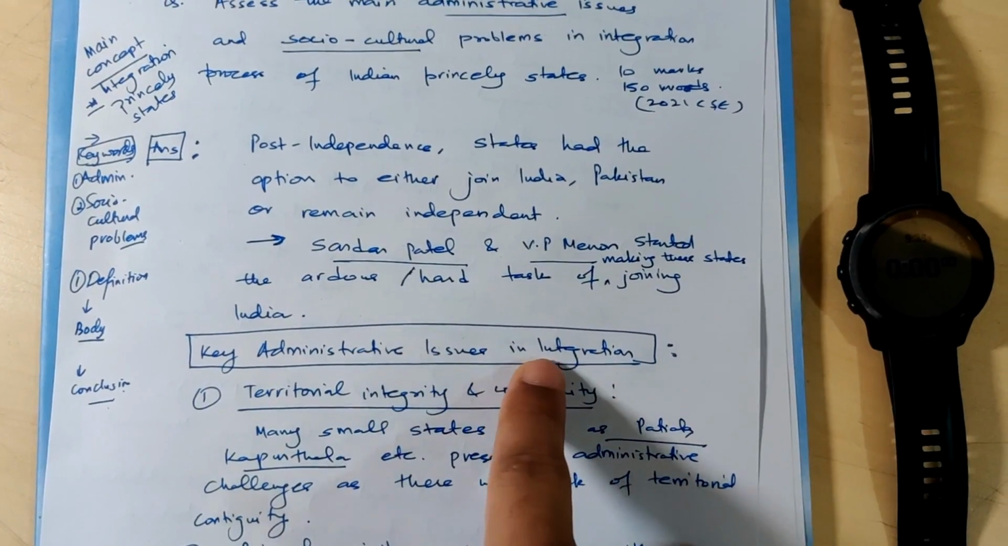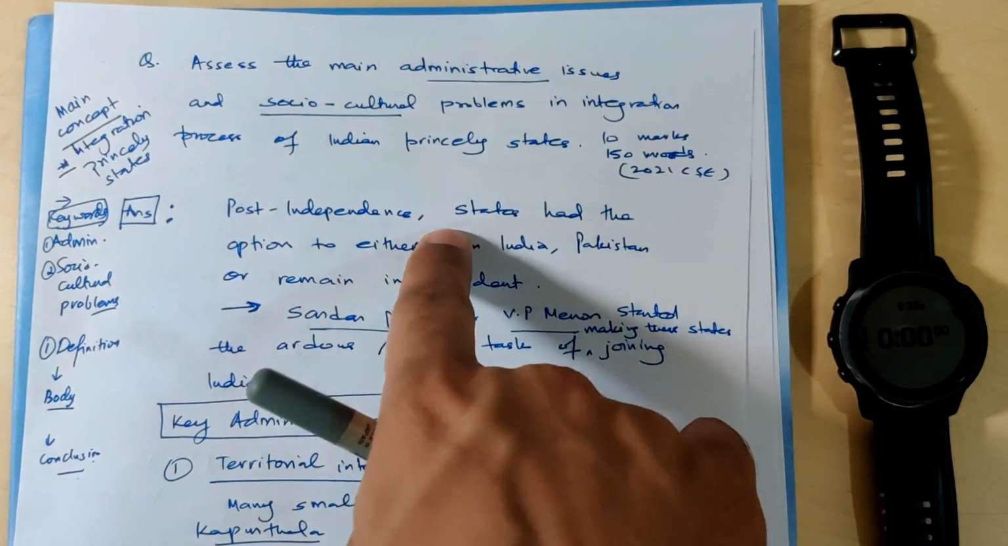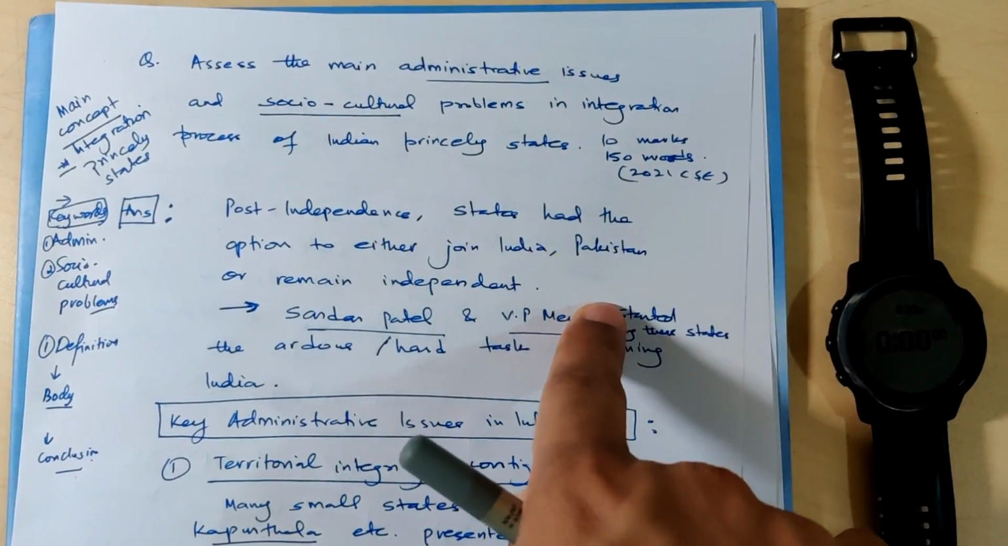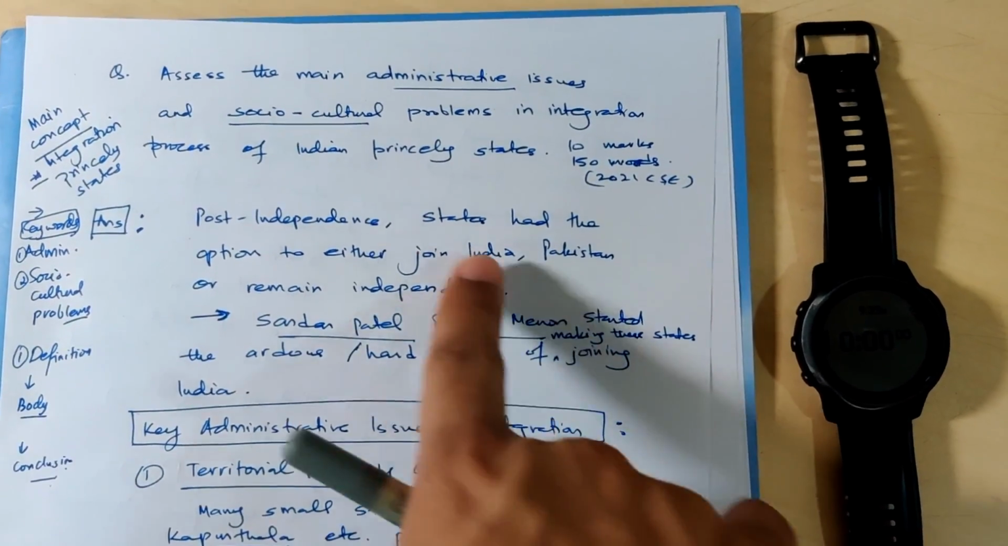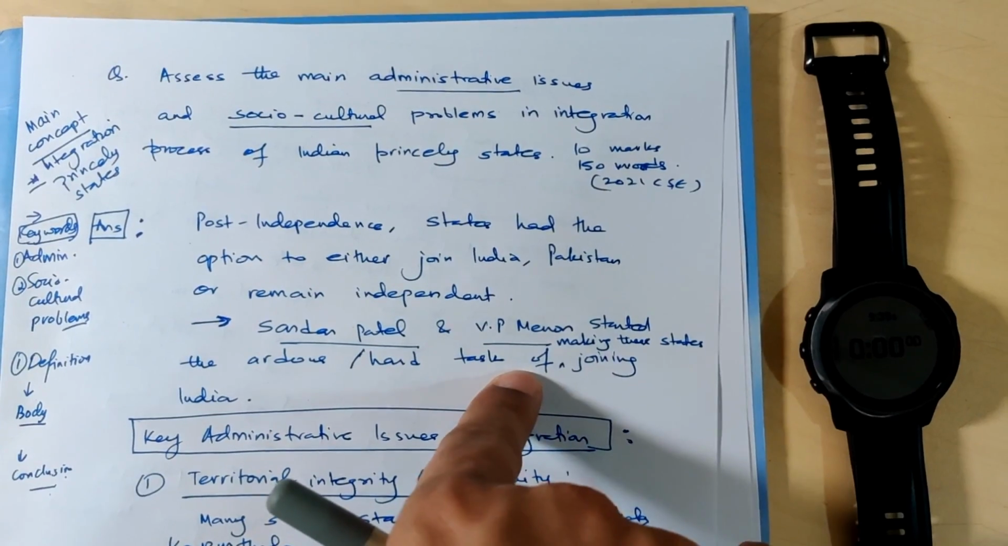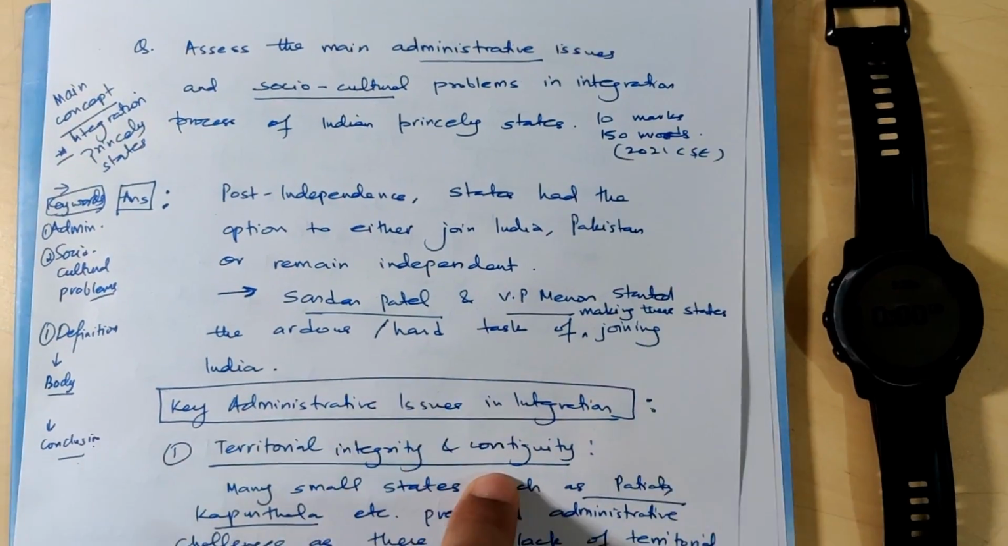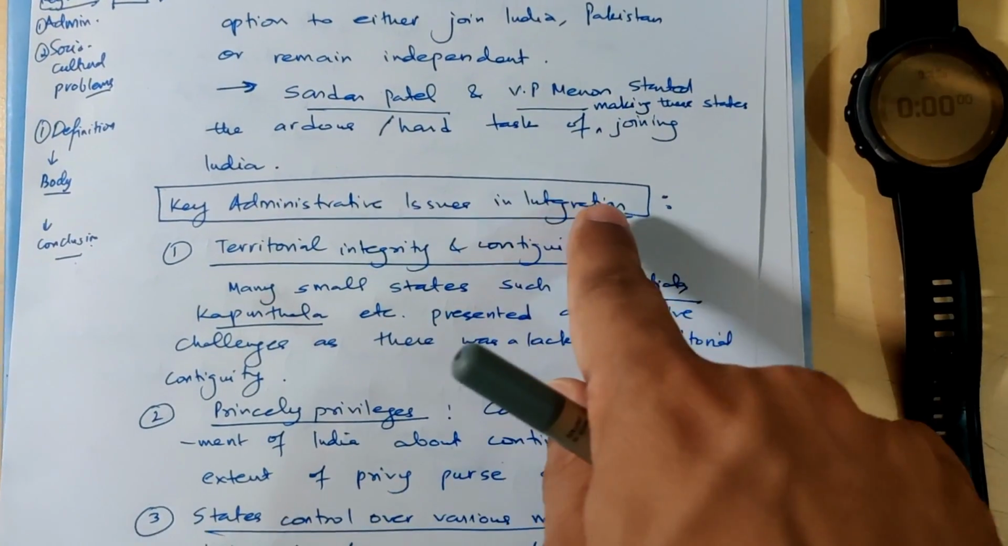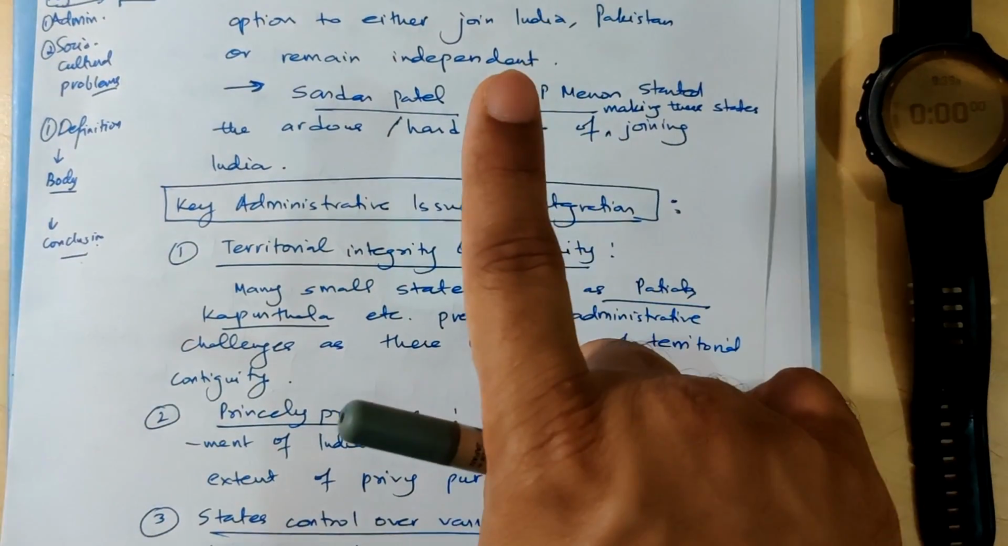Now we have come from the introduction to the body. Like I said, the introduction should not be more than 30 to 40 words. That is what I'm limiting it to here. And after that, I have to come to the body. I have written key administrative issues in integration, which is the first part we have to answer.